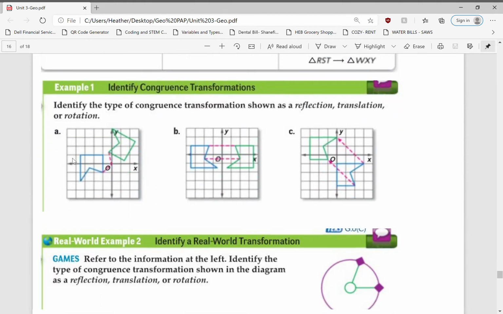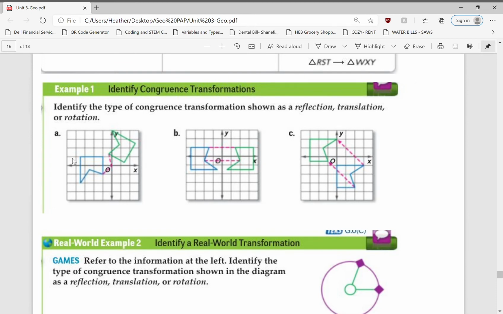So let's look at some examples. In example 1, it says identify the type of congruence transformations shown as a reflection, translation, or rotation. So we have to label each of these. Our blue polygons are the original. If we look at our original and see what's happening to our green one, this one looks like it is turning around the origin. So we know that if it's turning, this is called a rotation.